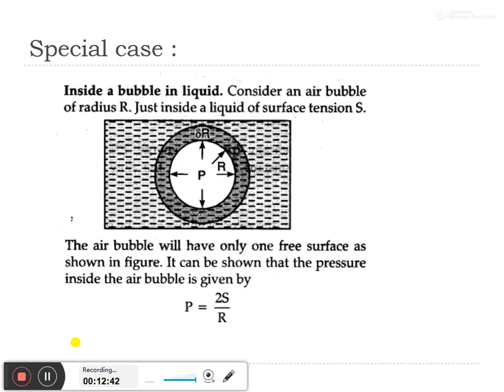And there is a special case, a bubble inside a liquid. Consider an air bubble of radius R just inside a liquid of surface tension S. Here also the excess pressure inside the air bubble can be expressed as P equals 2S by R.